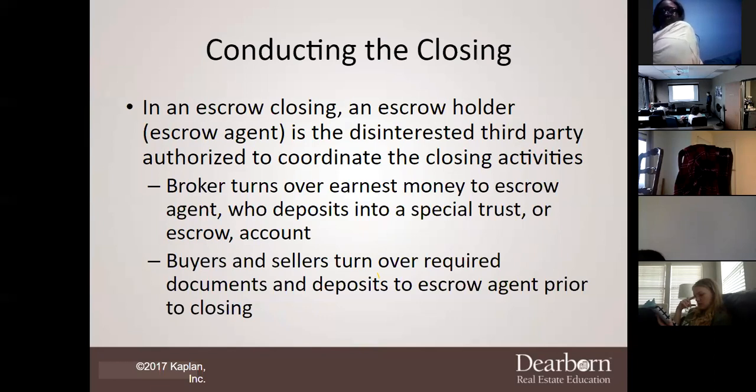The broker turns over the earnest money to the escrow agent, who deposits it into a special trust or escrow account. And the buyer and sellers turn over required documents and deposit them with the escrow agent prior to closing. So any deposits that need to be made will be done before closing, and documents all need to be signed and turned over.